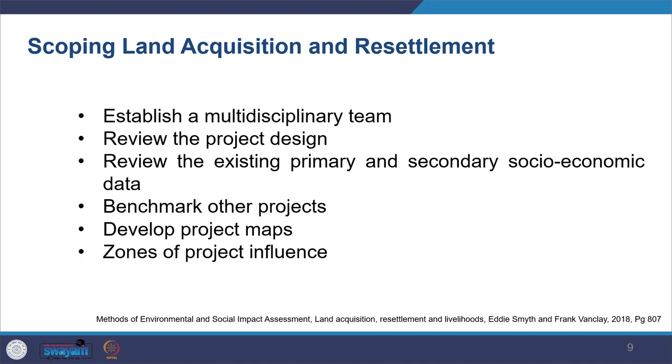You see that you first need to establish a multidisciplinary team. So you would need a multidisciplinary team. You have already seen in the previous lecture we talked about socioeconomic impact assessment. So you see the range of impacts that might happen, and we're just dealing with one component, the land acquisition and resettlement here. So you would really need a multidisciplinary team.